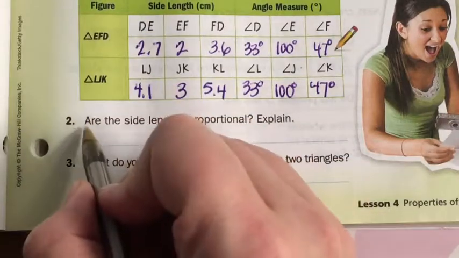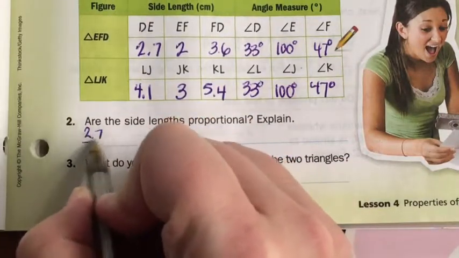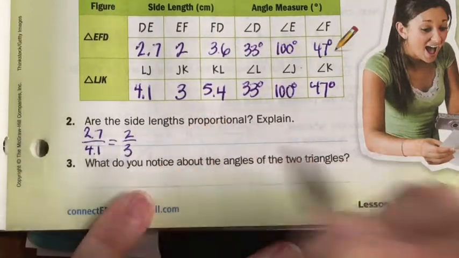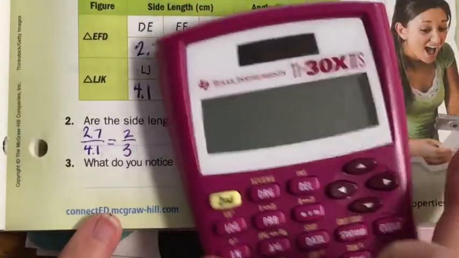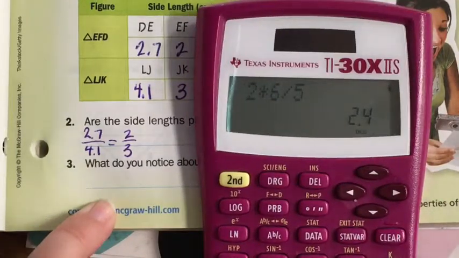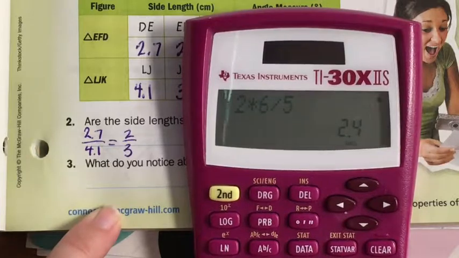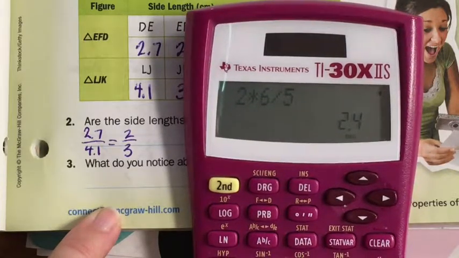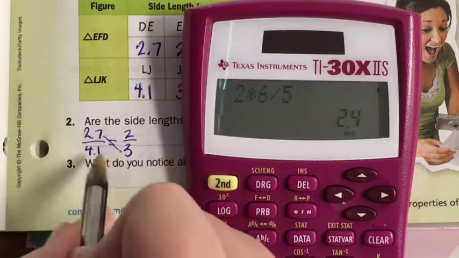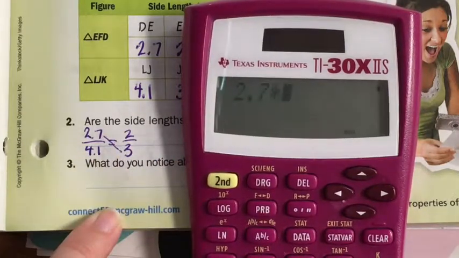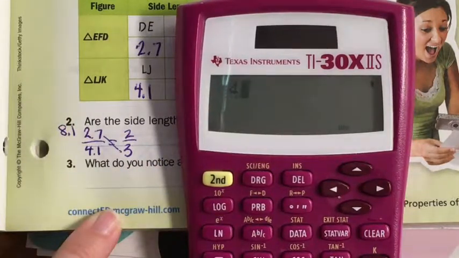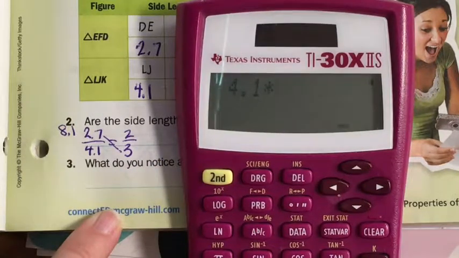Okay, are the side lengths proportional? So let's check. Is 2.7 to 4.1 the same thing as 2 to 3? How am I going to figure this out? What do I do? Math. That's a very good answer. Okay, how am I going to do the math? 2.7 times 3, and we get 8.1. And then 4.1 times 2.